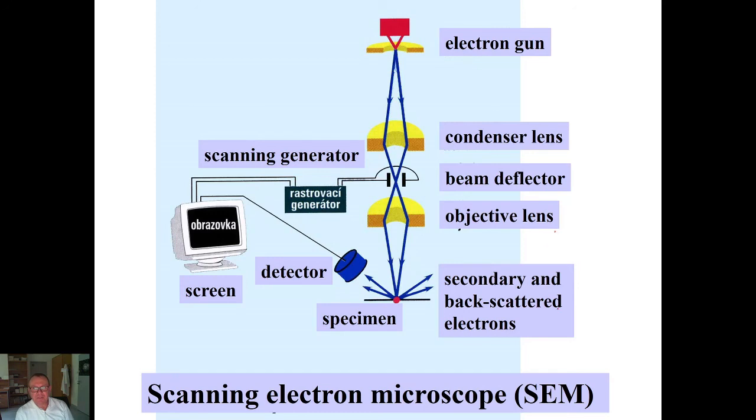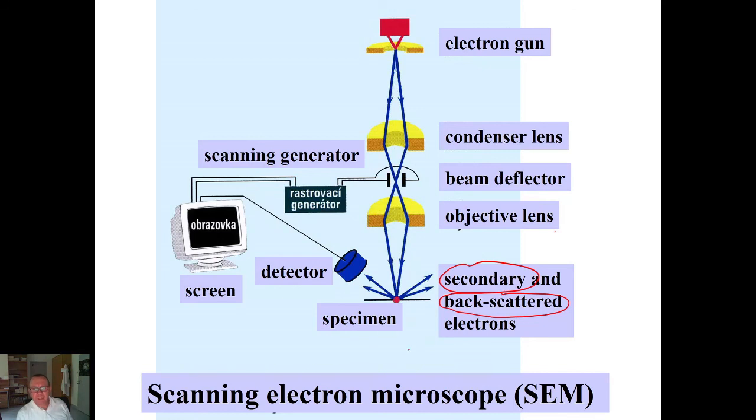As I said, there also exists the scanning electron microscope. I said something about it. It is working in two modes. It can use reflected or backscattered or secondary electrons. It has again an electron gun, condenser, objective, but now there isn't a specimen between the condenser and objective, but there is a special beam deflector, and this beam deflector is causing movement of the beam along the surface of our specimen, which is under the objective lens.